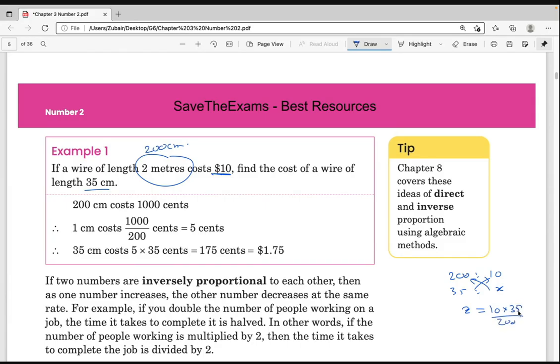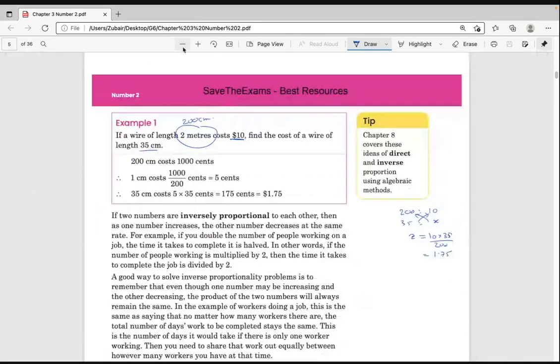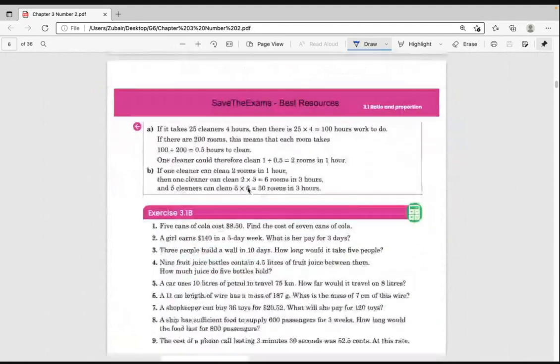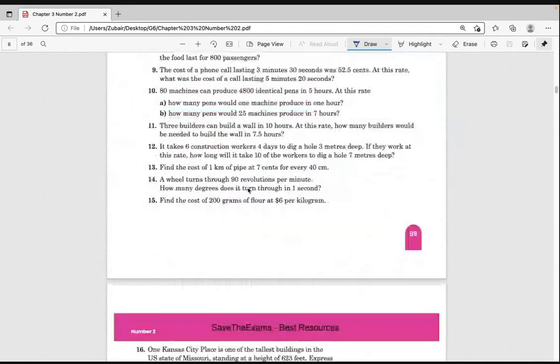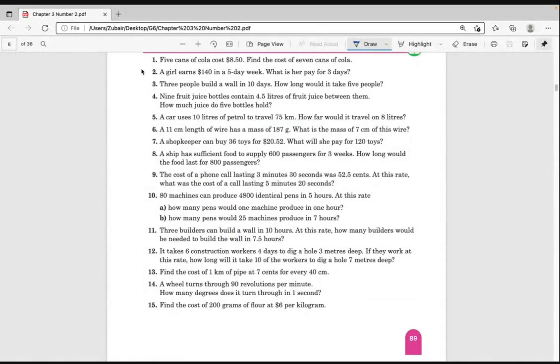Sir, I did 7 questions from this exercise. Very good. Ali, did you get it? I did 5. Okay, let's start with the sixth question then. This is 1.75. Okay, that's great. We saved this time. So we are starting from 6. Ali did the first 5 questions.